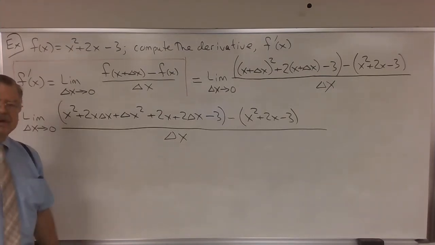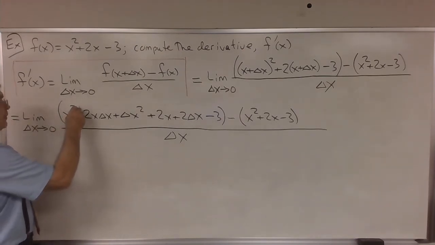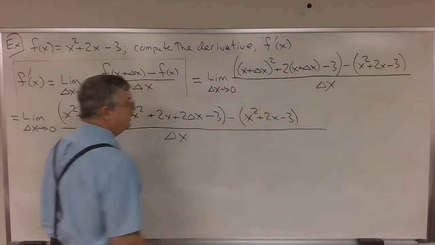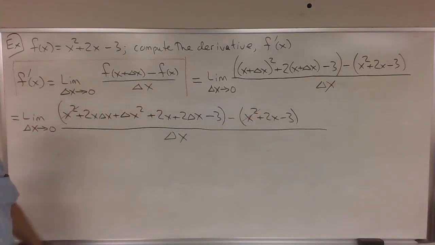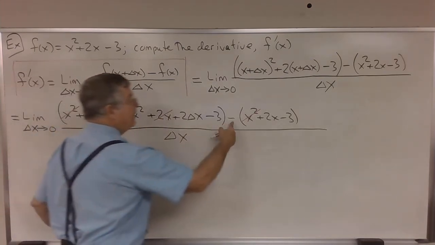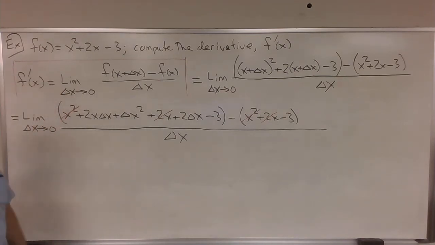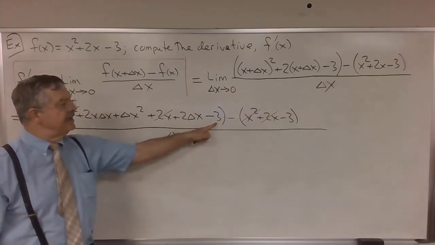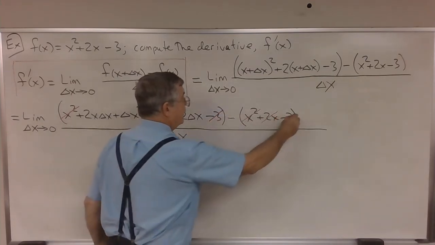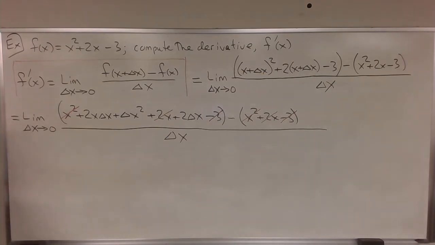And let's see what terms fall by the wayside. I have an x squared here, minus an x squared there. I have a 2x here, minus a 2x there. I have a negative 3 here, minus a negative 3 there. Okay, I think that about does it.